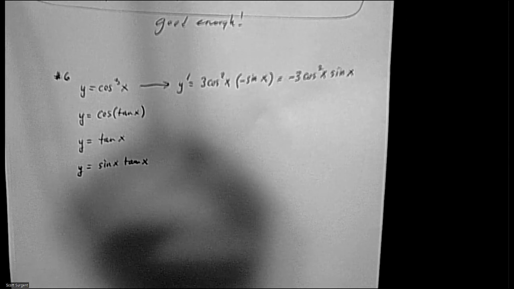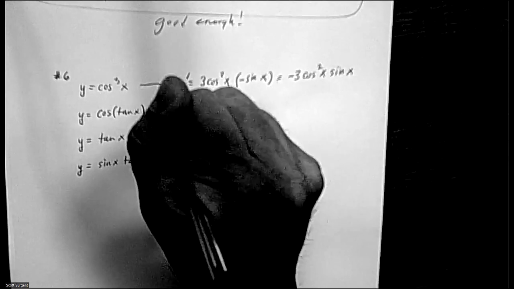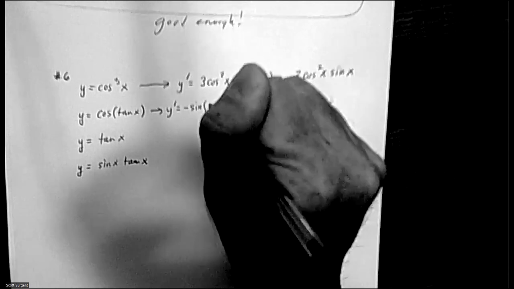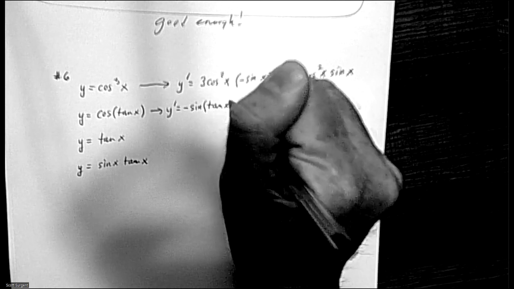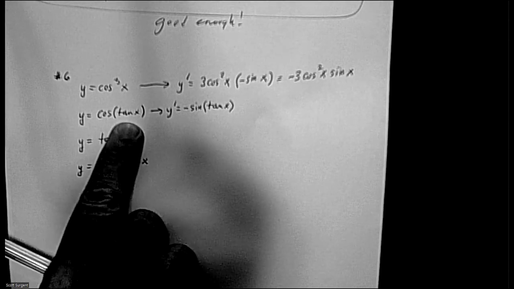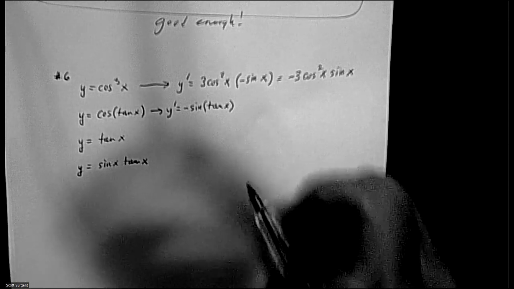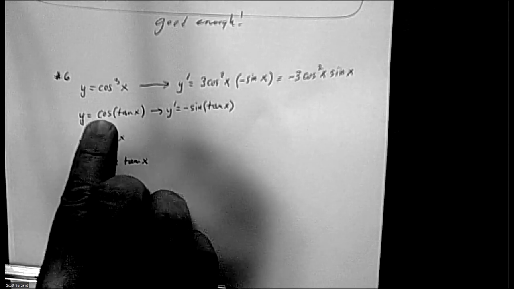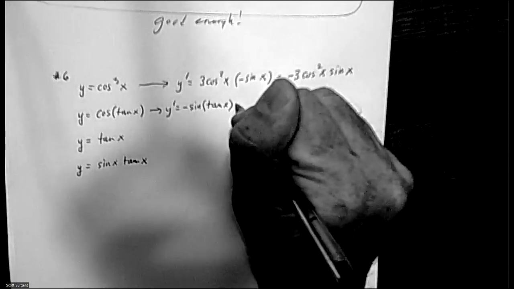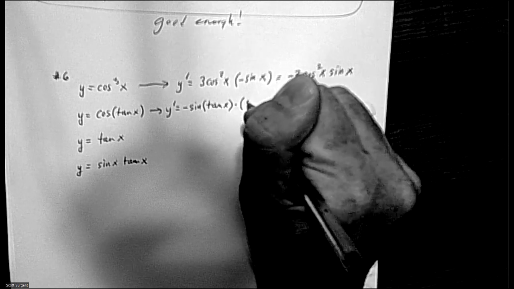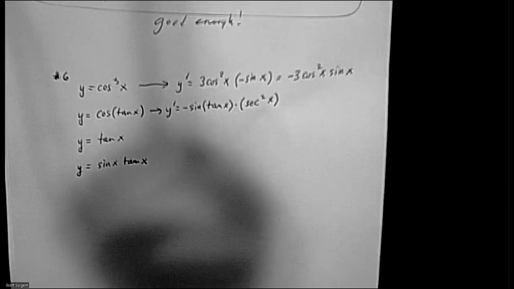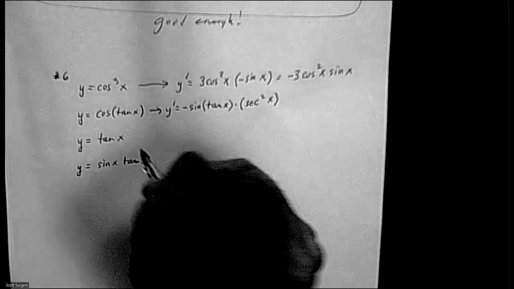Let's do this guy right here. It's the derivative of cosine, which is negative sine, and then you leave the inside alone, so negative sine of tan x. This is not multiplying. This is the cosine of tan x, not the cosine times tan x. So we do the derivative of cosine, which is negative sine, and then we have tan x here. And then we follow that with the chain rule. The derivative of tangent is secant squared, and that's one you should know. That pops up a lot in later classes.